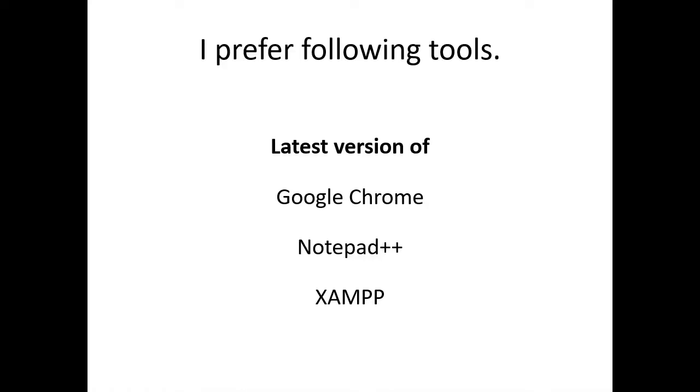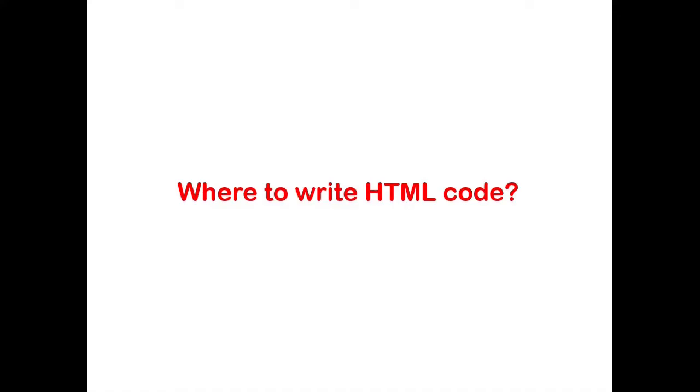The installation process is pretty straightforward. You just download the software through the internet, double click and install it. So once installation of all these three tools is done, we can start coding the web page using HTML. So now where to write HTML code? As I have told you earlier, open your editor, whatever editor you have installed, then create an empty file and write your code and save it.